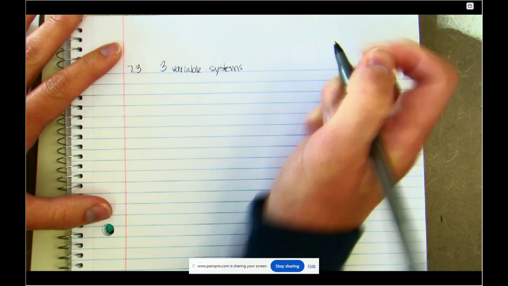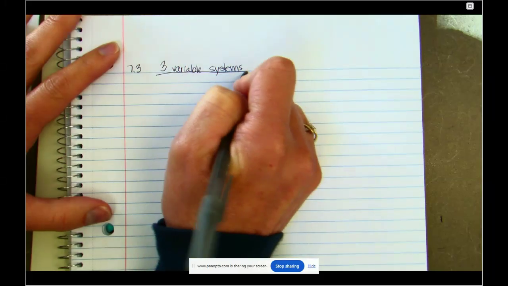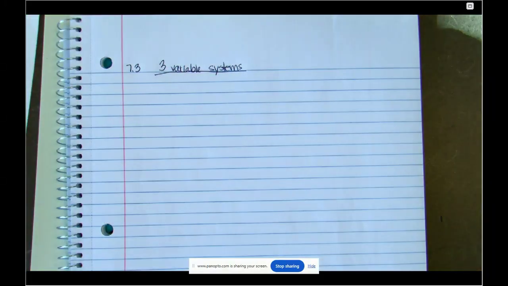Okay, so 7-3. There's no parts to this. I don't think we'll get done with it, but if we get done with that, we have homework. Probably not is what I'm thinking. We'll have homework tomorrow.